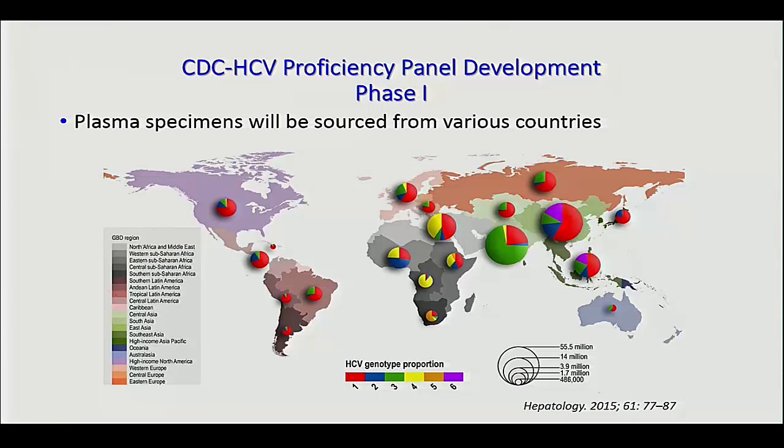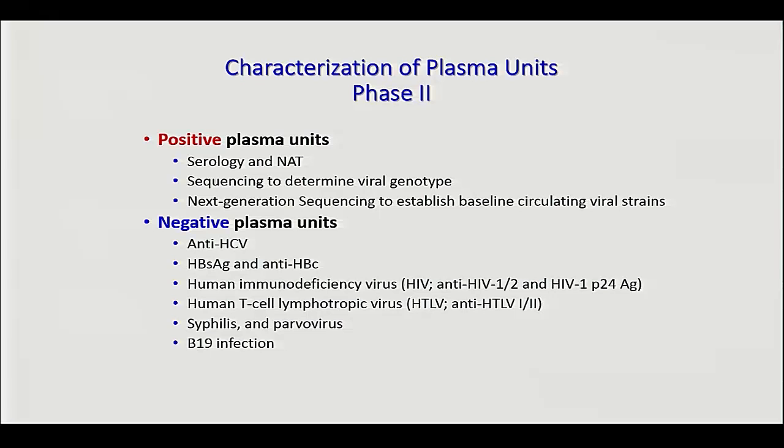And this remains a major task here. So phase 2 of this project, of course, involves the testing of these plasma units. The positive samples have to be retested by serology and also for HCV RNA, and we plan to test them on all the available platforms here in the United States.